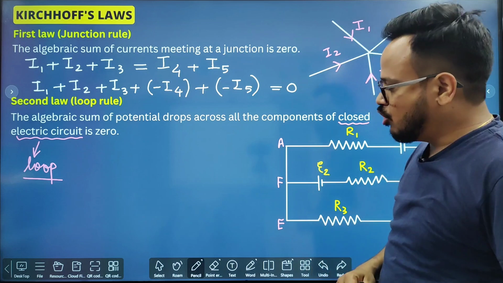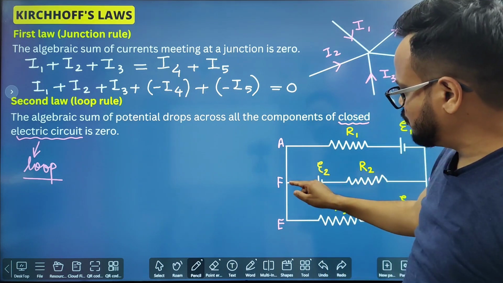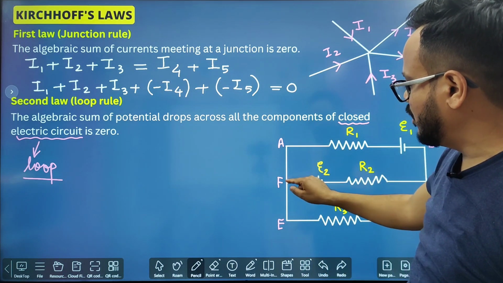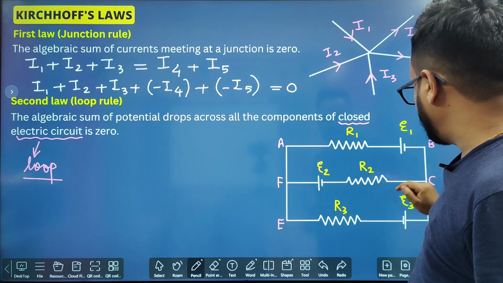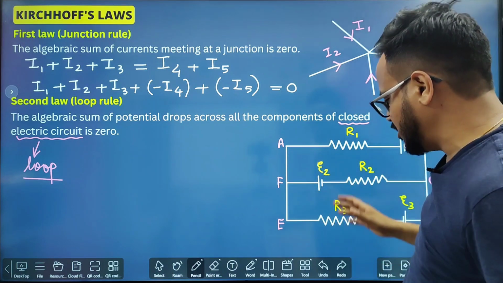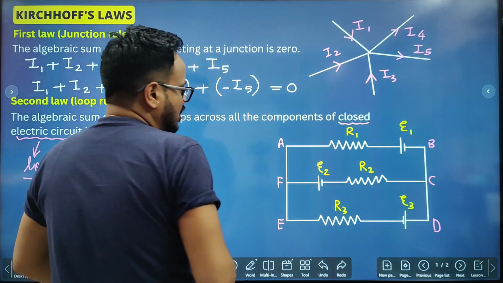an equation can be formed wherever the junction is present. One equation can be formed at F junction and one for C junction. Both will be same in this case. Okay, let's see what I'm saying.